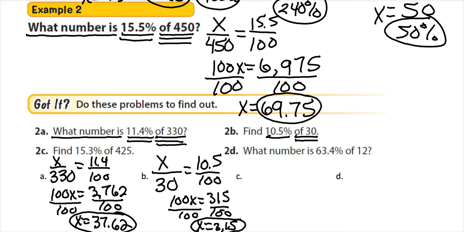Okay, let's take a look at letter C. It says find 15.3% of 425. So all we know is 15.3%, and then we have of 425. All right, so we're finding our is. So x over, and then of, which is 425, equals percent. That was 15.3 over 100. Okay, cross multiply, so that's 100x equals, and then 425 times 15.3, that came out to 6,502.5.